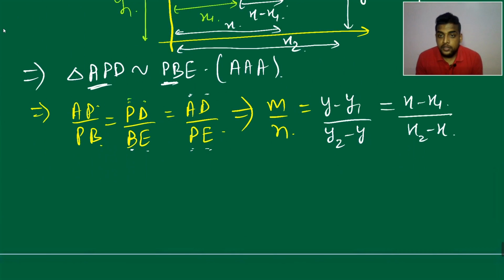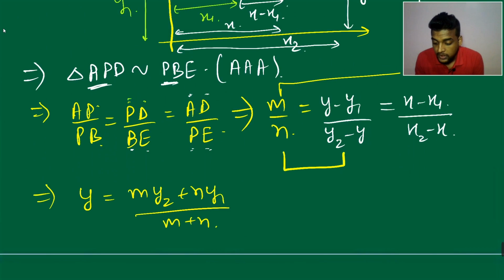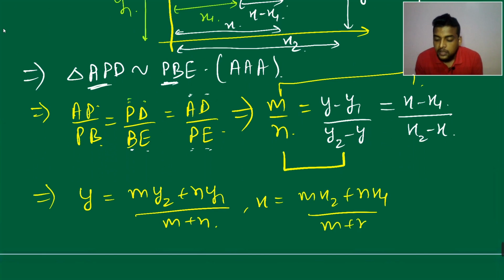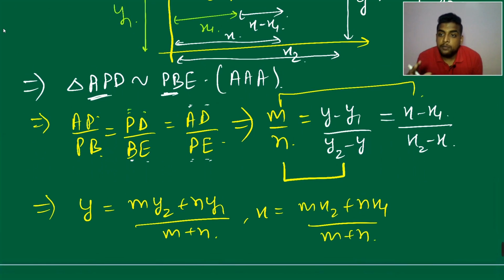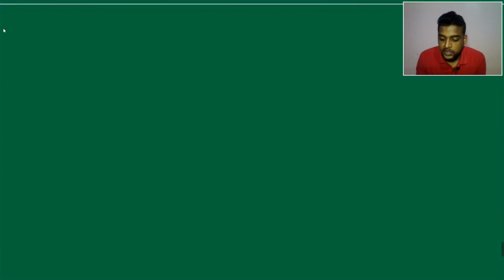If you solve these two, then we get y is equal to (m y2 + n y1) upon (m + n). And if you solve these two, then we get x is equal to (m x2 + n x1) upon (m + n). So this is what the section formula represents, right? So we have basically given a proof for this x comma y, okay. Now apart from the proof, this we have to memorize.